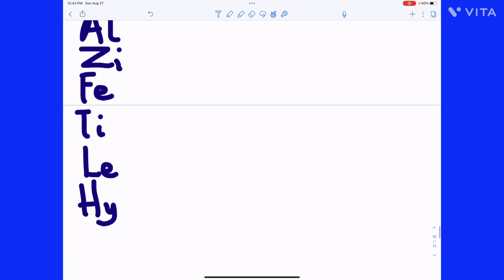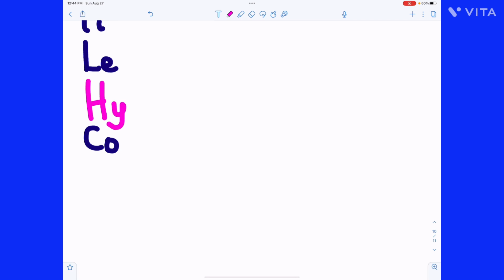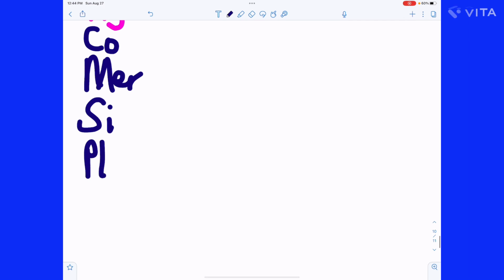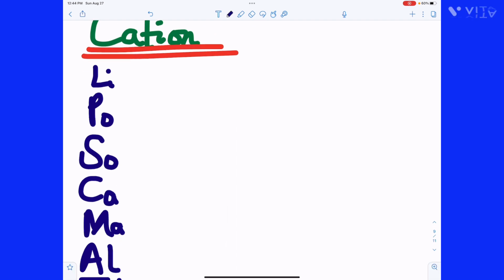Liposocama alzifetile hyco mesiplago. We like to write hydrogen in a different color because the position of hydrogen has a significance. I'll be explaining that soon. Liposocama alzifetile hyco mesiplago. So let's now write their ions and make meaning of each of these acronyms.